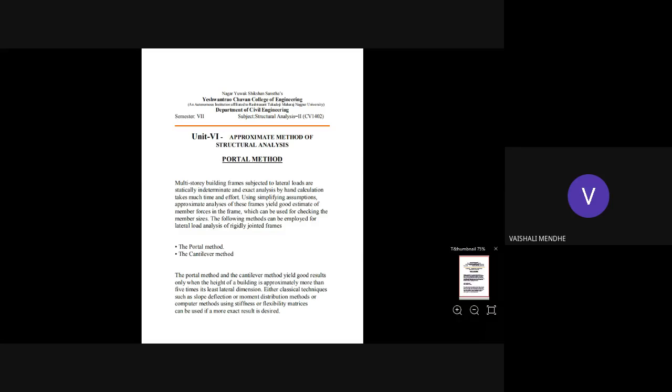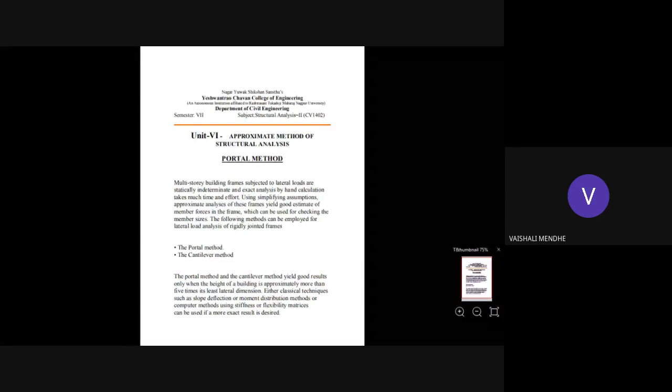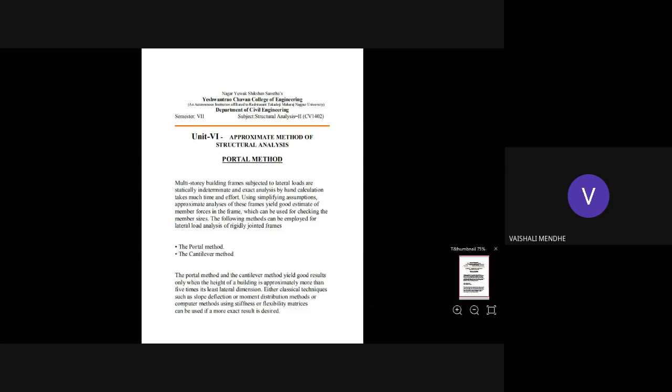Analysis means we are finding out the bending moments in the beams and the columns. First of all, we'll see the introduction part and then I will start the problem based on this method. I think the screen is visible to all of you from both the sections. The screen is visible. If you are having any doubt, then you can ask me.